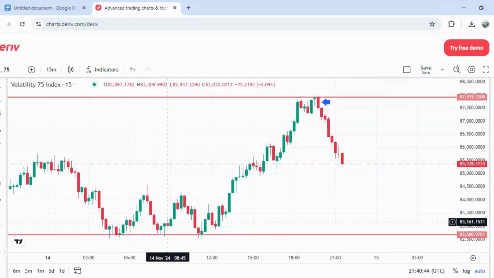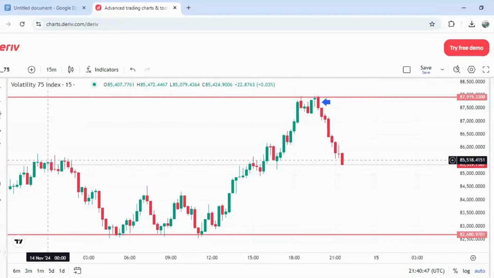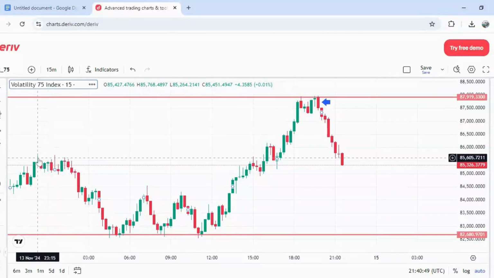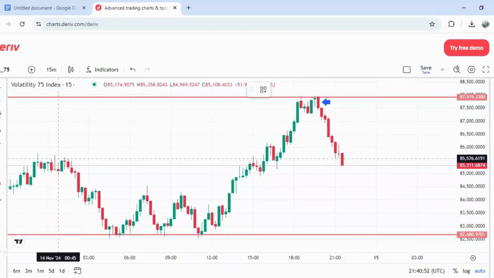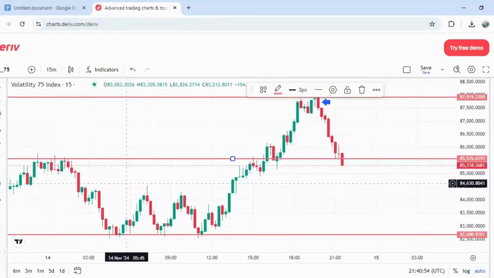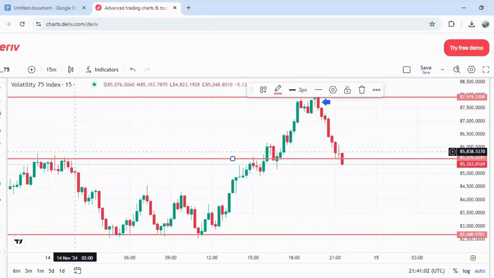So that's why I'm separating them. But this one is another large resistance here. Another thing I have to mention is that a support can act as a resistance in any time frame. It can convert.